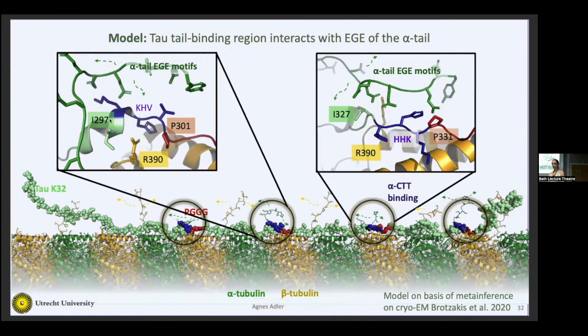So our model is now that tau tail binding is in the regions of the EGE of the alpha C-terminal tail, and with those histidines, this histidine lysine, normally of our tau.